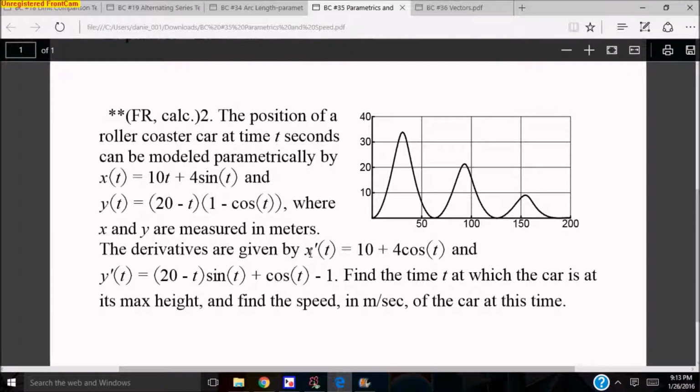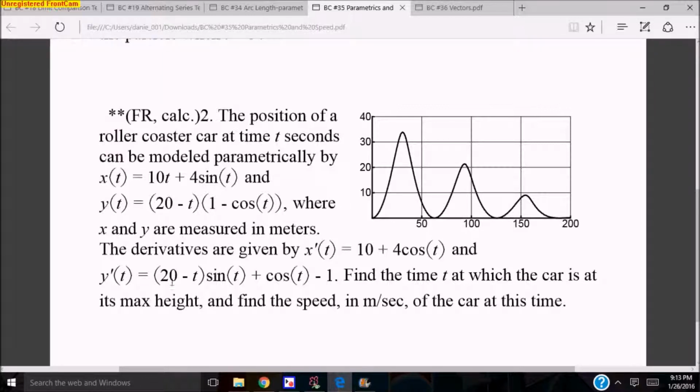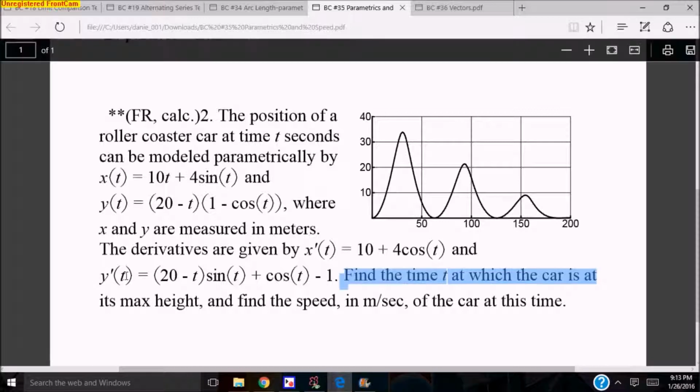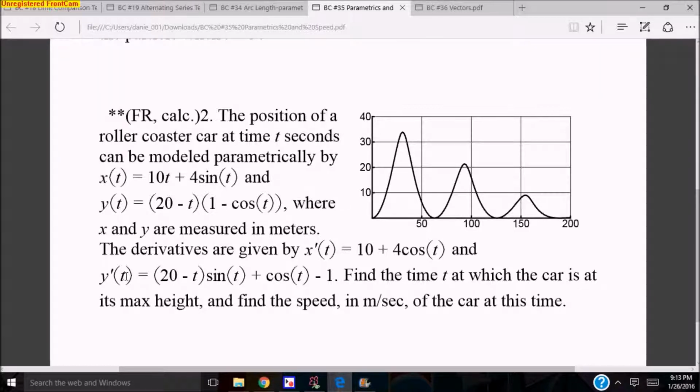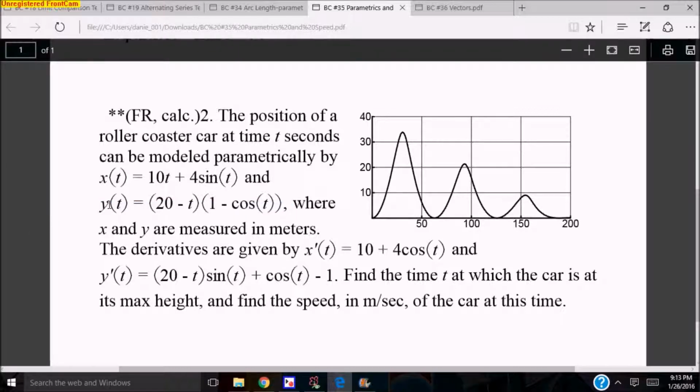Remember the velocity in the x direction, that's going to be talking about its horizontal movement, so it's movement left and right, and the y prime, the velocity in the y direction, is talking about its movement up and down. And so if we think about these two things, we'll try to find out when it's at a maximum height. We're really talking about when is its position in y the highest.